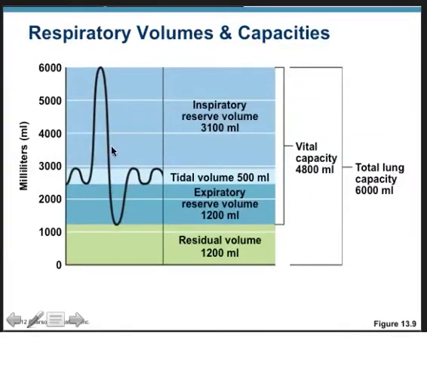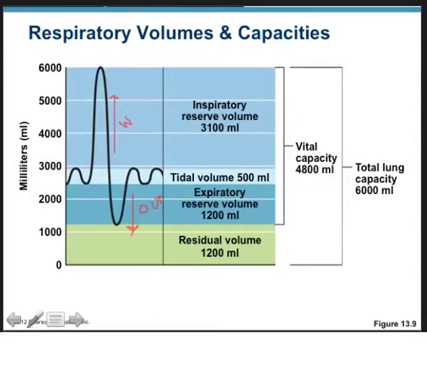Okay, so let's draw that. This is breathing in, and down here this is breathing out.